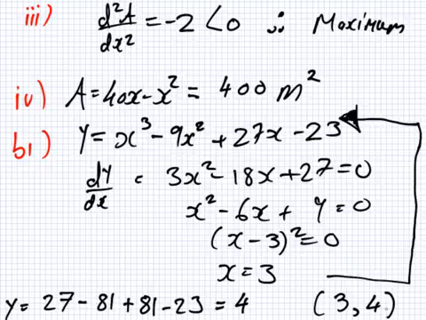Just 1 point? Yeah. There's only one solution to the quadratic in this one, because the quadratic had repeated roots, x minus 3, x minus 3.